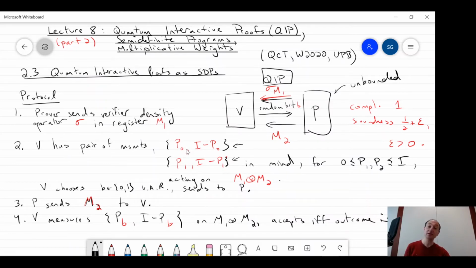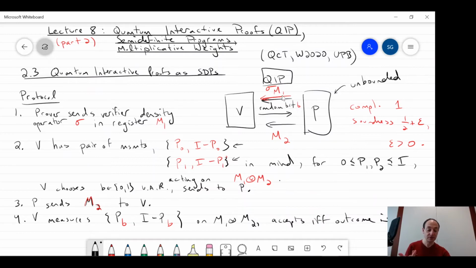Of course, now, let me be clear. Everybody, including the prover, knows what these measurements are. These are publicly available, but the prover just doesn't know which of the two measurements, P0 versus P1, is going to get applied. And so once I give the prover the bit B, at that point it knows which of these two measurements is going to get applied. But at that point, they've already committed the first message. They've already committed sigma.